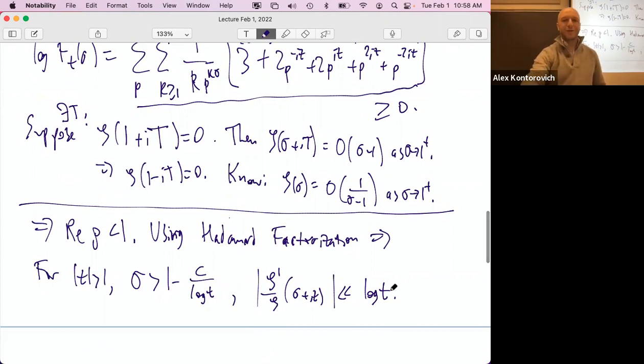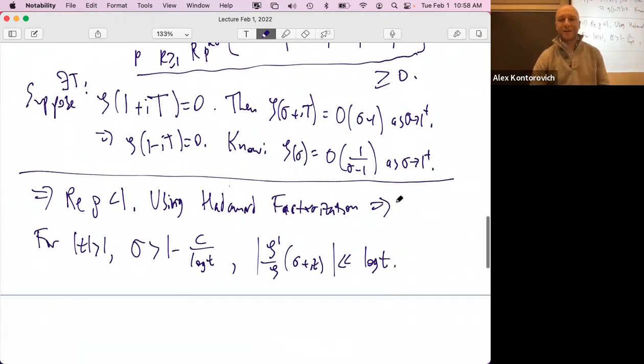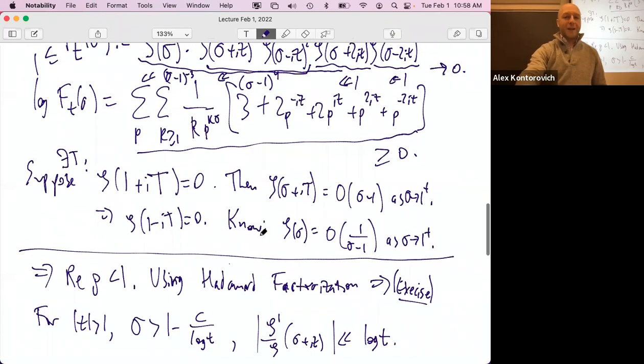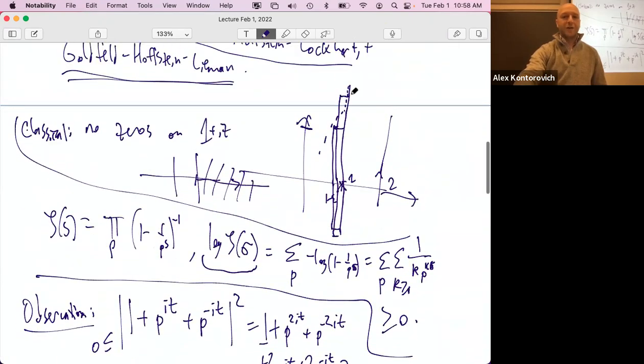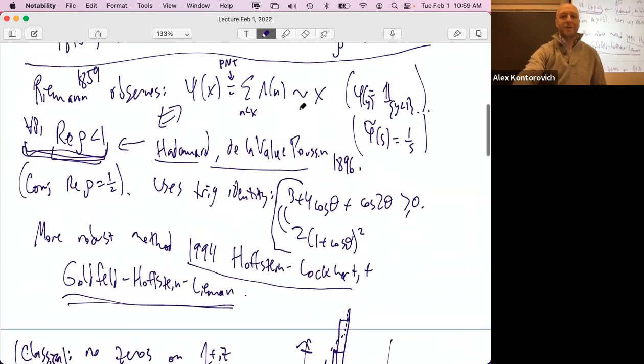Maybe I should make this an exercise. It's not that simple. You have to think about it quite a bit, or look it up somewhere. But this is how the standard proof goes: you construct a zero-free region, and then that gives you what you need. You don't technically need a zero-free region if you don't want a rate. If you don't want a rate, then you can just use the fact that there are no zeros on the one line and get an asymptotic formula.